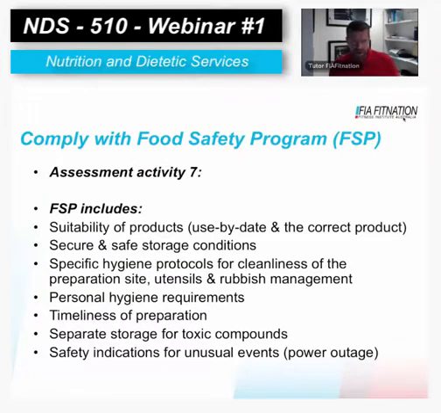Right, so again, assessment activity 7, which some of you may have done. There are 3 questions in here, and they all relate to the food safety program. We pretty well covered those points on the previous slide, but again: suitability of products, looking at the use-by date and the correct type of product that you're actually using; secure and safe storage conditions; specific hygiene protocols for cleanliness of the preparation site, not just the preparation surfaces, but obviously the utensils, and making sure that when you dispose of rubbish, it goes into a rubbish bin that has a sealable lid.